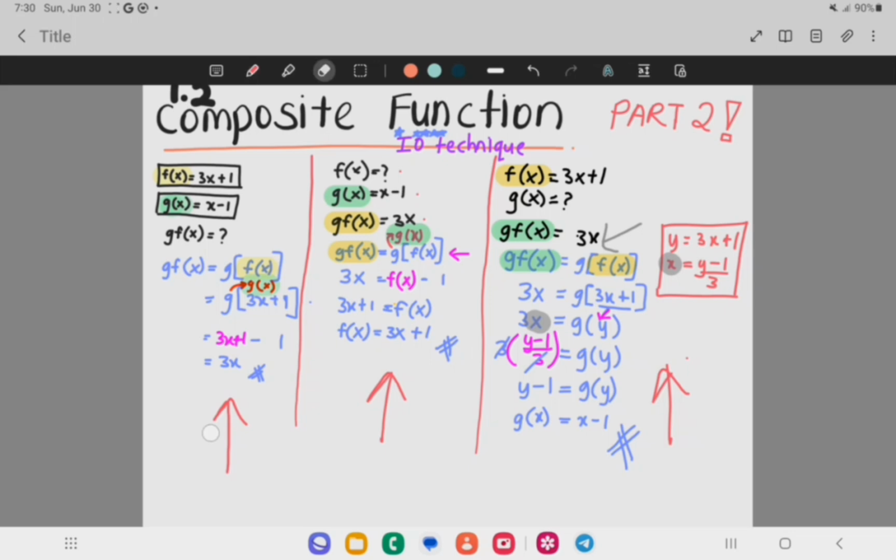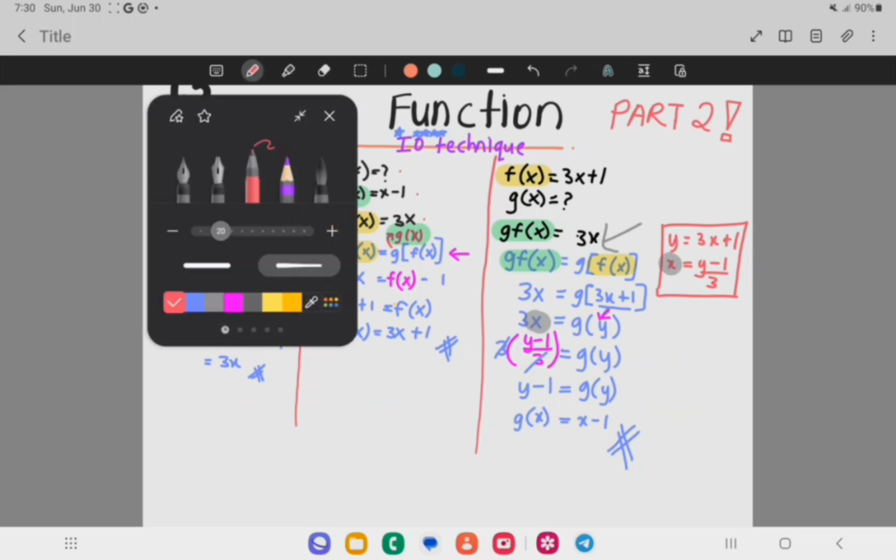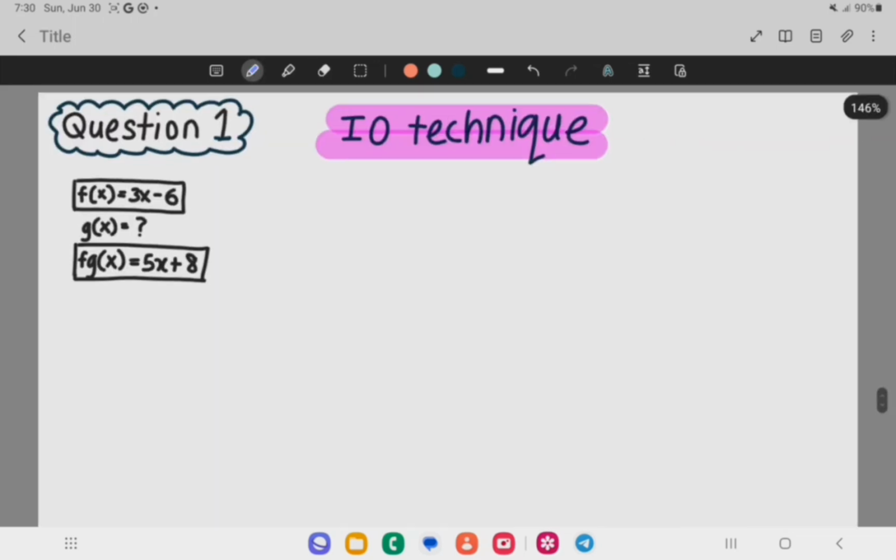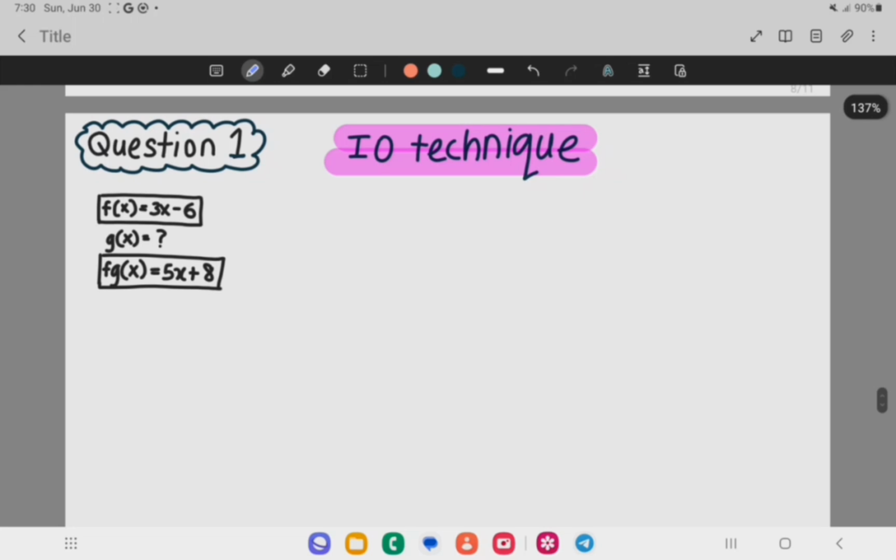Okay, so this is how to do. Not really sure whether you understand or not. I've prepared 2 questions here. So this is the question where we are supposed to use the IO technique. By the way, this technique I created by myself. You cannot find this technique in your textbook. So don't go and ask your maths teacher, can you explain me about the IO technique? Please don't do that. This one I created by myself.